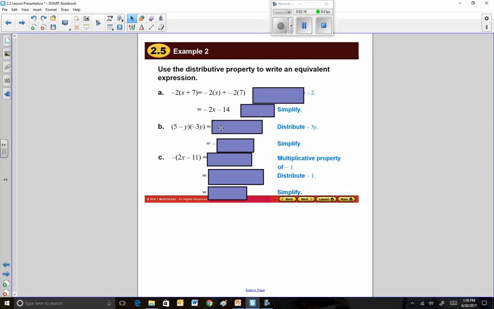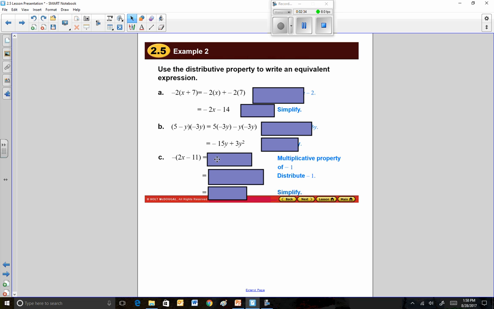For letter B, take negative 3y times both terms. So this is it written out. When you find your answer, you will find that it is negative 15y plus 3y squared. Remember, a negative times a negative is a positive.